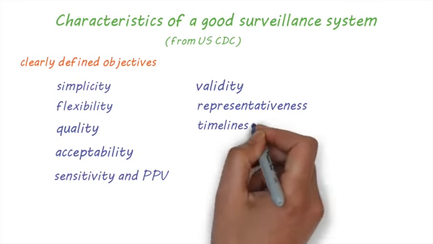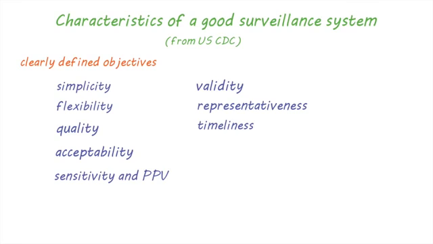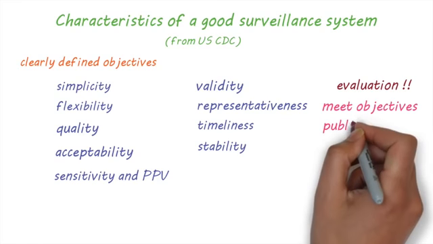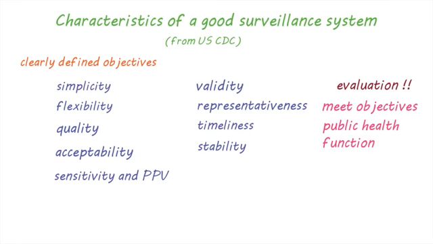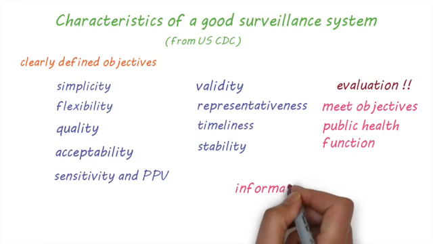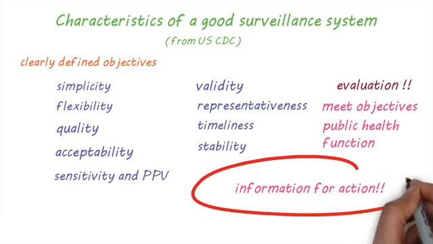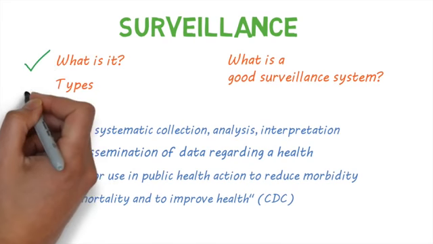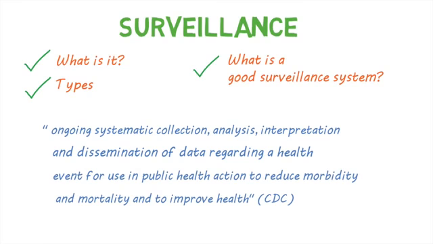It must detect health events in a timely manner so that authorities can take appropriate action. The resources involved in running the system, both human and material, must be stable and available when needed. It's also important that surveillance systems are evaluated routinely to make sure that they continue to meet their objectives and that they're serving a useful public health function. And finally, surveillance isn't just about monitoring health events, but providing useful information to enable public health action. So that's an overview of public health surveillance. We've had a look at what surveillance is, different types of surveillance, and characteristics of a good surveillance system.